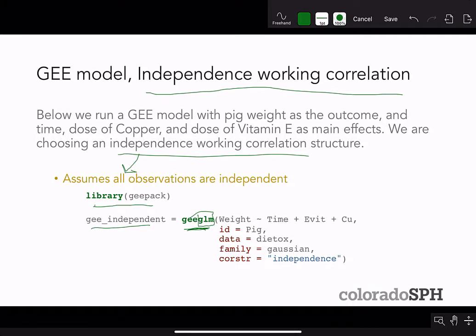where first I define my formula with weight against the main effects time, EVIT, and CU. I have to designate the ID, which is pig, the identifier that marks repeated observations, and the name of the data. I choose a family in the same way that I would for the GLM function, in this case continuous data, so I'm choosing Gaussian. And I choose a correlation structure. That's where things get different. In this case, I'm choosing an independence correlation structure.